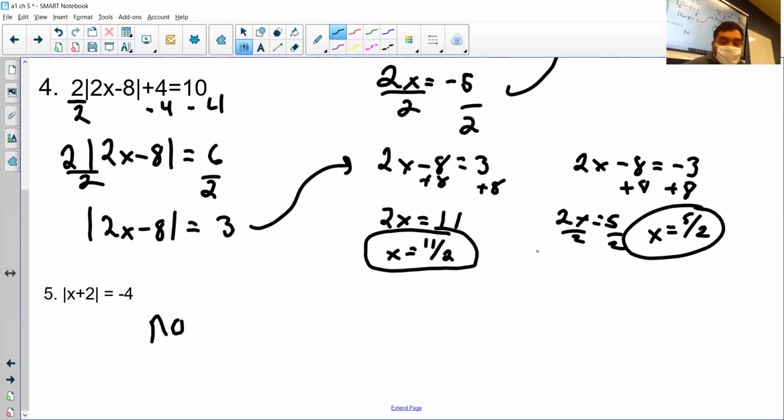I got the 11 over 2. Negative 3 plus 8 is what? Where do you get the negative 3 from? You have to do both positive and negative. How do you know which one becomes negative? Absolute value. What do you have? Only the absolute value and the other number.